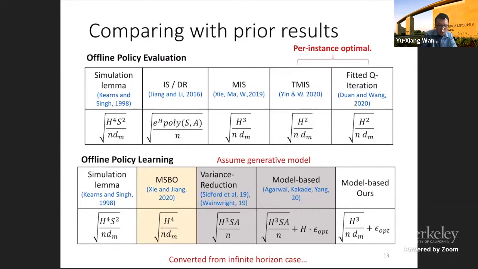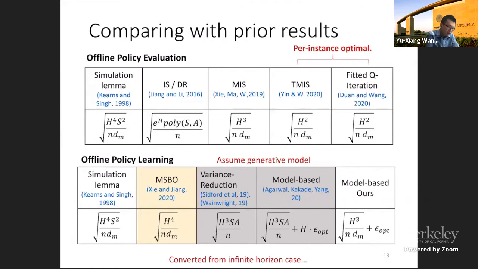The one thing that I wanted to point out is that the same result is also implied by Mondi's work that focuses on linear MDP, but it implies the optimal sample complexity with high probability of the same order, and they are also per-instance optimal.